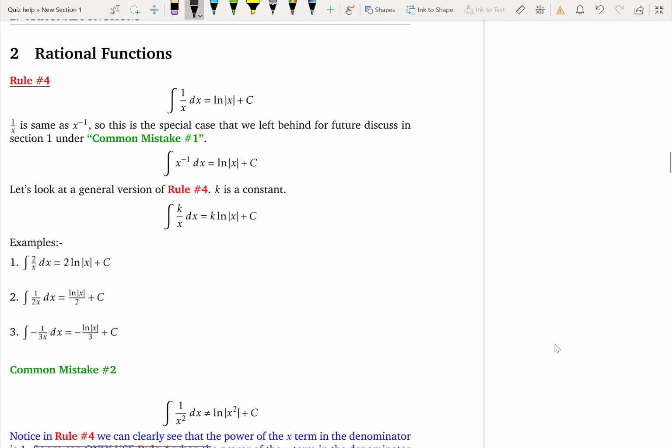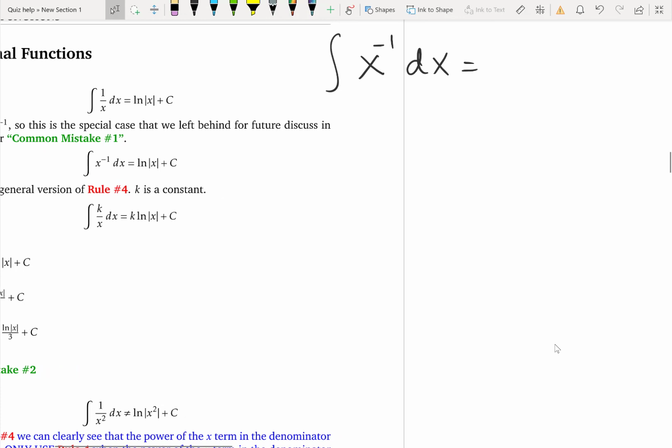Because in that video we discussed that we cannot integrate x to the negative 1 using rule number 2 in the note. That means, well, can you do negative 1 plus 1 over negative 1 plus 1? No, you can't do that because you will be dividing by 0. So that rule cannot be used if the power is negative 1. Then we were left with the question, how do we integrate when the power is negative 1? Alright, so let's look at it.